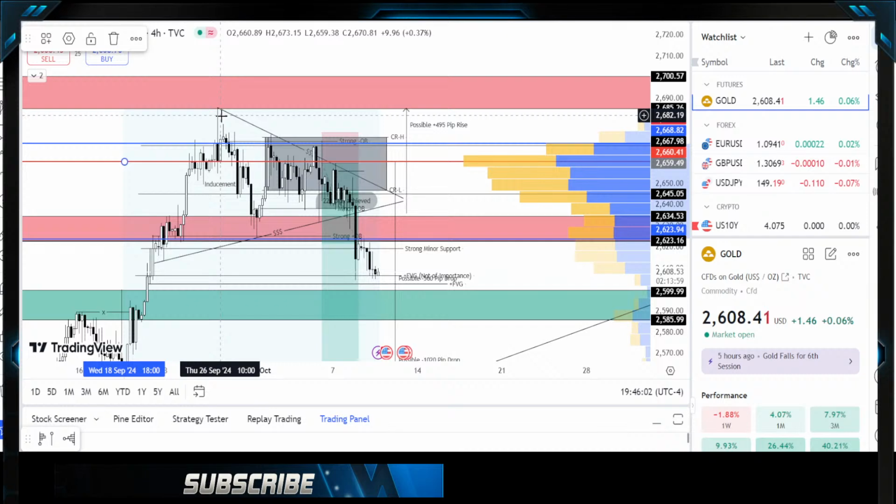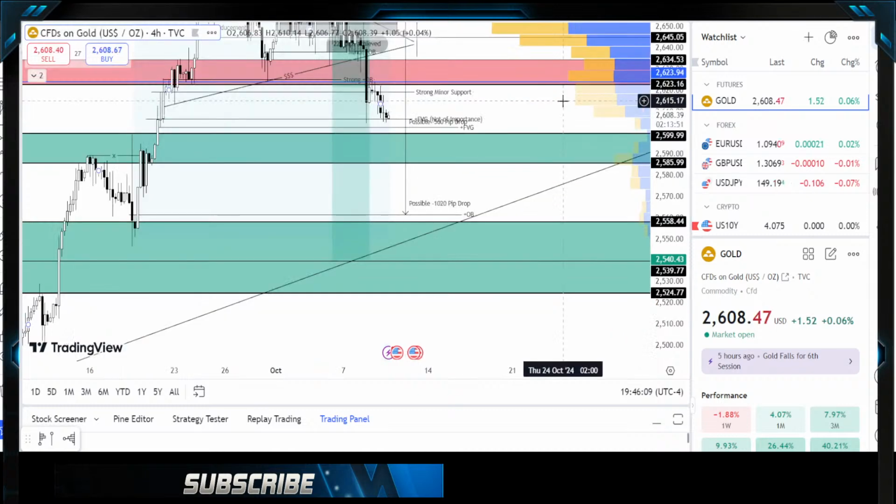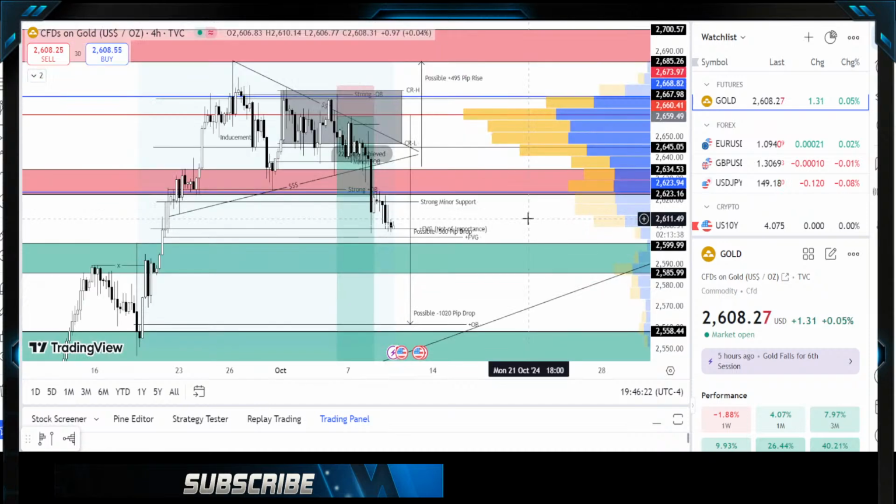And if it comes below the value area low, where are we going to expect it? We're going to expect it to come into the blue zone. So where is the blue zone right here? It's around 2550. So that's where we are going to expect gold at. So we keep that in mind.